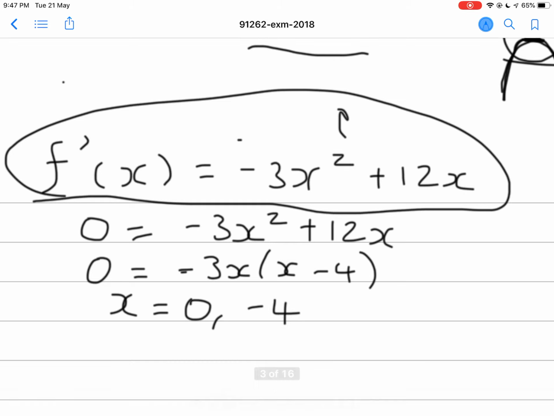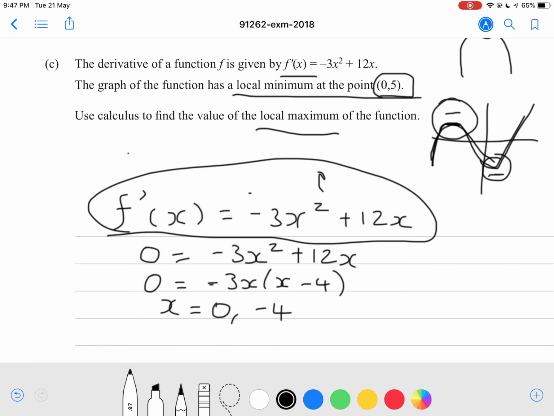So basically, it tells you that the local minimum of the point is at (0, 5). So when x equals 0, y equals 5. So you have this x value equals 0, so this is the local min. And therefore, by process of elimination, we know that this is the local max when x equals, not negative 4, positive 4 actually. So that's the local maximum.